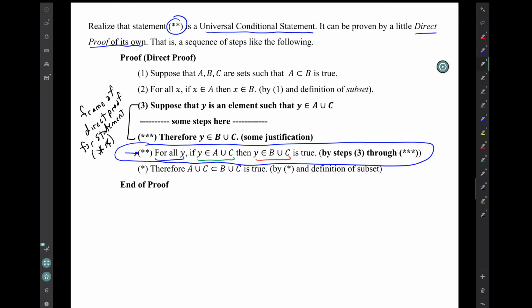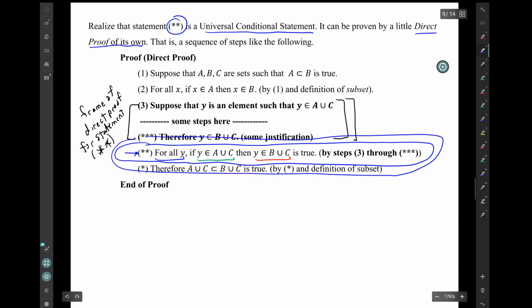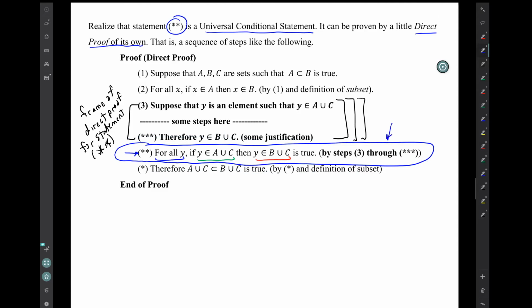So only after we have proven the statements bracketed here in black, only after we've done that will we be able to say this blue statement that was our goal. So we have to get through this black proof within a proof in order to get to this statement that we want to get to. So we have no choice about needing this black frame of a direct proof in order to get to the blue circled statement double asterisk.